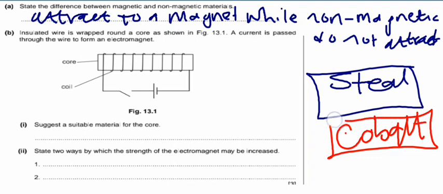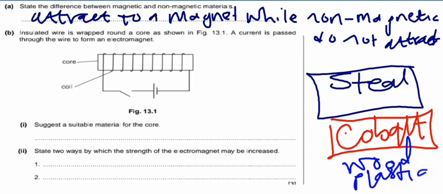And when it comes to non-magnetic materials, the first example is wood. Then plastic. Or in addition, you can also say copper. Copper is a non-magnetic material. Copper can't be attracted to a magnet.